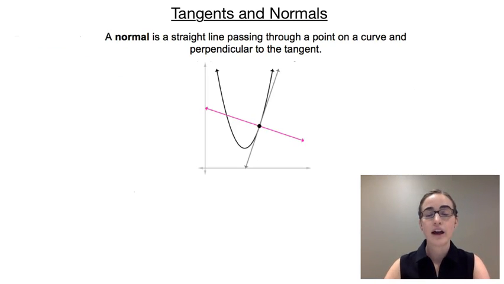So next we want to have a look at normals. So a normal is a straight line that passes through a point on the curve that's perpendicular to the tangent. So if we've got our tangent drawn there in grey through this point, then our normal passes through the same point and it's perpendicular, so it makes a right angle with that tangent. So let's have a look at another problem involving a normal.